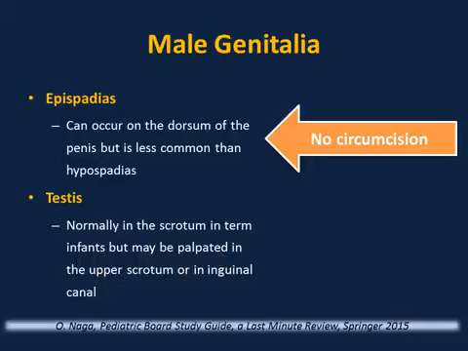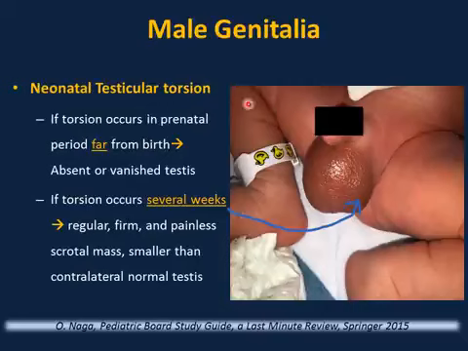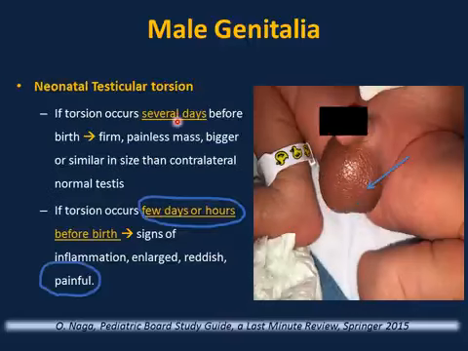in preterm infants. Neonatal testicular torsion: the clinical presentation varies according to the timing of torsion before birth. If torsion occurs in the prenatal period far from birth, you will have absent or vanished testes. If torsion occurs several weeks, like in this case, before birth, you will have a regular, firm, painless scrotal mass smaller than the contralateral normal testes. If torsion occurs several days before birth, in this case you will have a firm, painless mass bigger or similar in size to the contralateral normal testes.